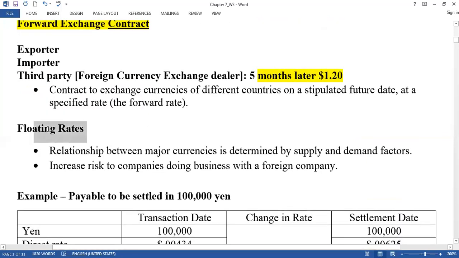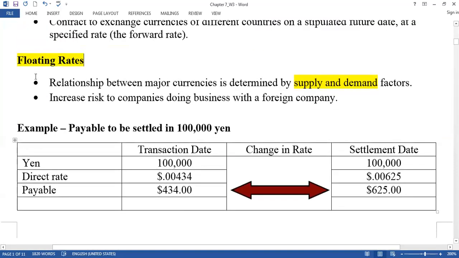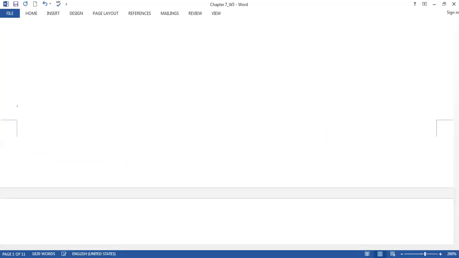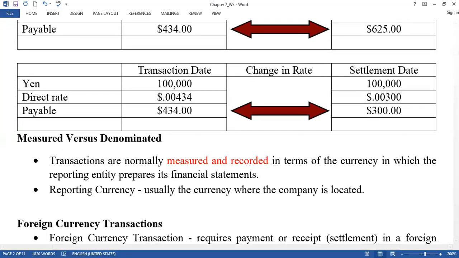And what are floating rates? I told you that because of supply and demand of foreign currency, and because of economic factors in this world, this kind of exchange rate is always fluctuating. As it is always fluctuating, it is called floating rates. Now look at the examples. The example will give you a more clear idea about this topic. Don't worry.